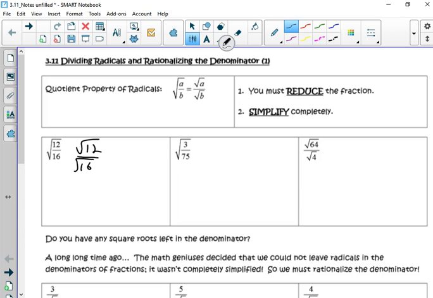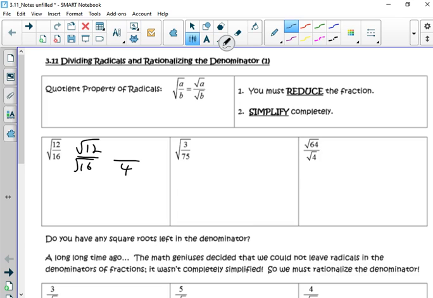The first thing we do is bust it up. We write it as two separate radicals. And then we want to simplify wherever possible. So the bottom number is a perfect square. So that's just going to simplify to 4. Right? Square root of 16 is 4.